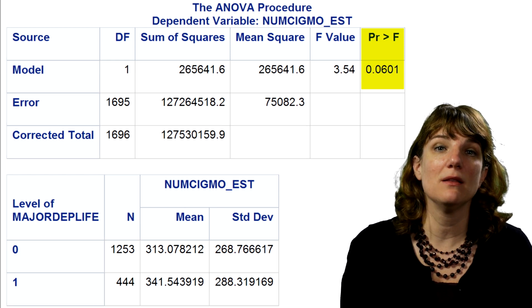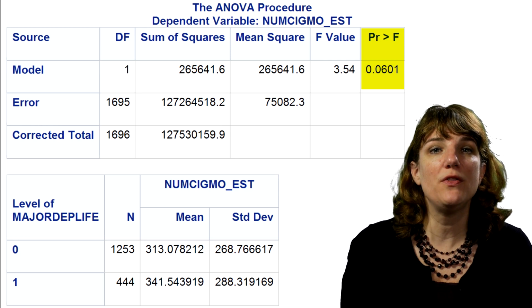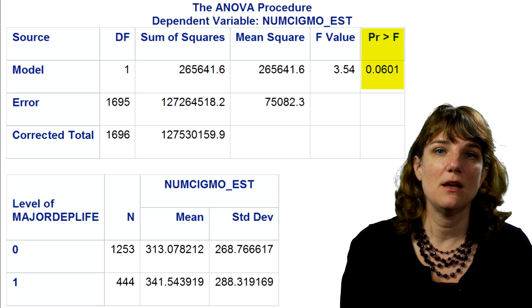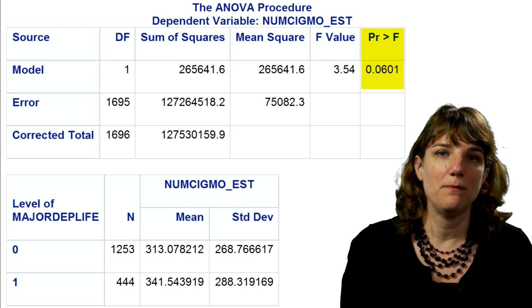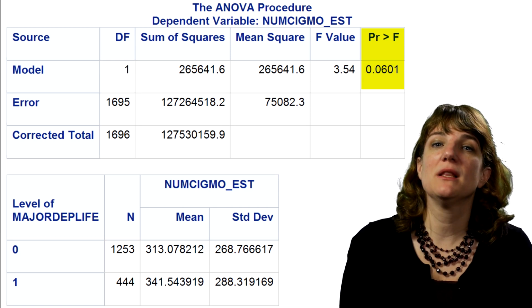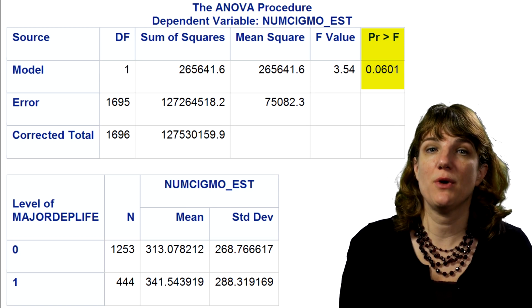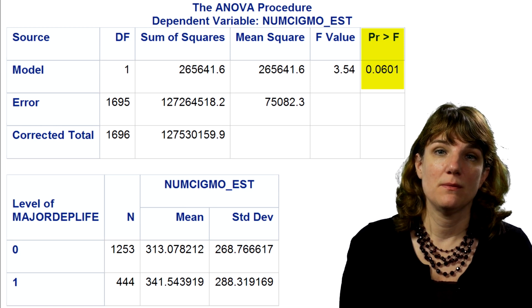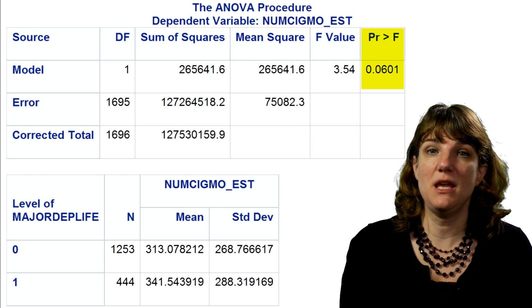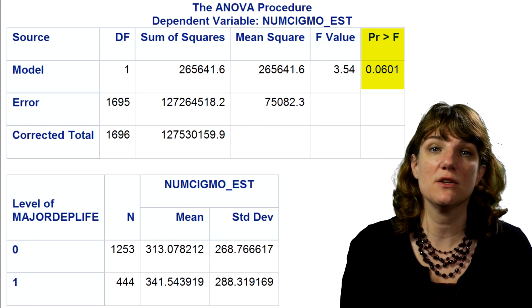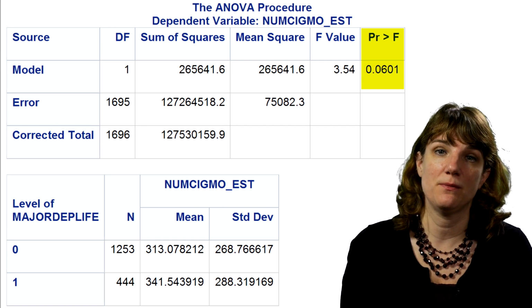Had the p-value been less than 0.05, I would know that there was a significant association, and to interpret that as significant, I would look at the means table. If p would have been less than 0.05, I can see that individuals with major depression smoke more than individuals without. And again, with a significant p-value, I could have said that young adult smokers with major depression smoke significantly more cigarettes per month than young adult smokers without major depression.